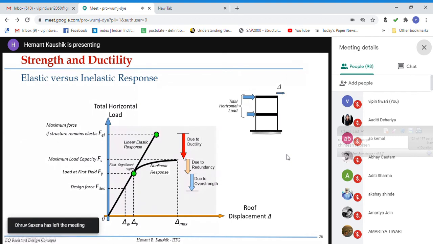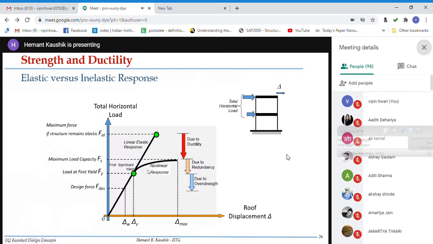One is of course ductility. You understand that because of ductility, the structure will not remain linear, but it will be subjected to the non-linearity. And if the structure is ductile, you can actually sustain the lateral displacement without failure.